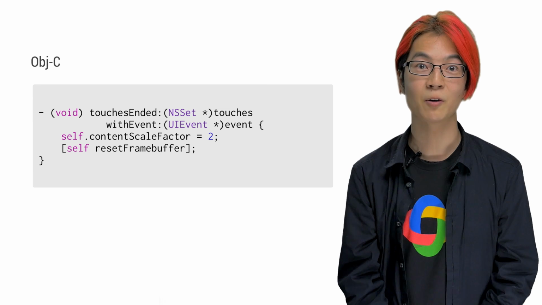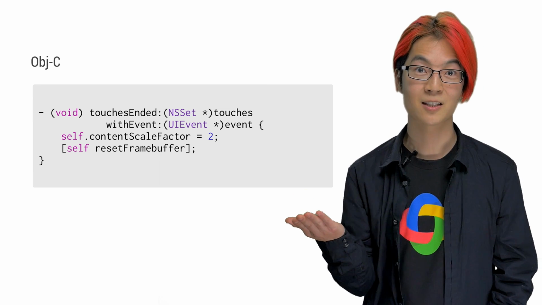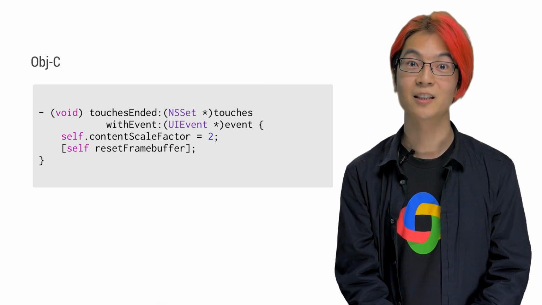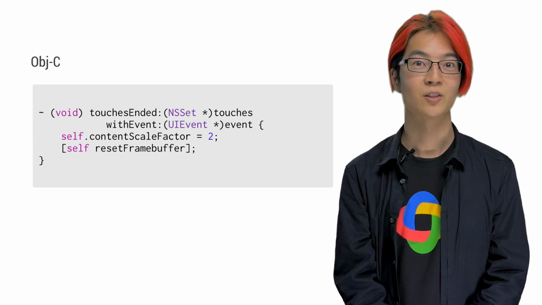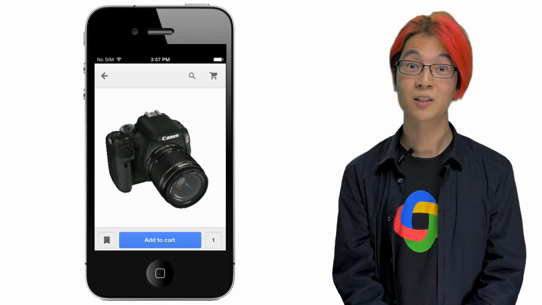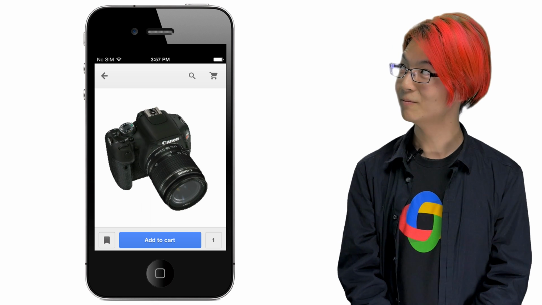Now, when the user stops interacting with the object, we can crank this contentScaleFactor back up to its original setting, and you get a high-quality picture. So now we have a viewer that's responsive, but you can still show a high-quality render at the end.